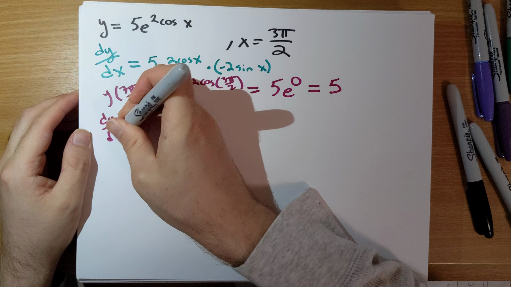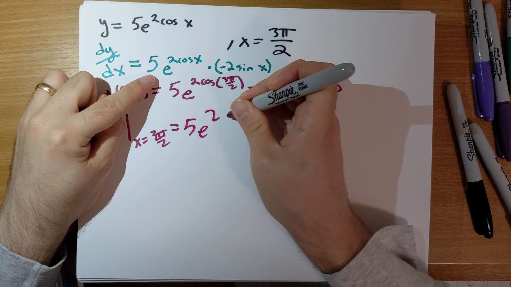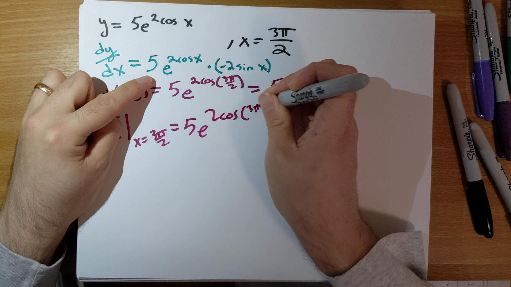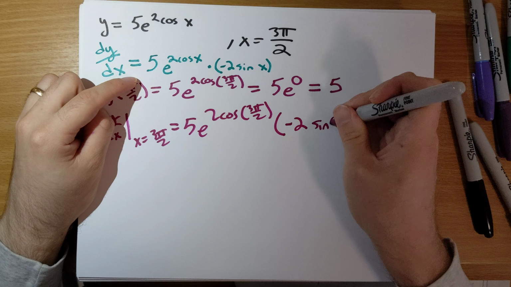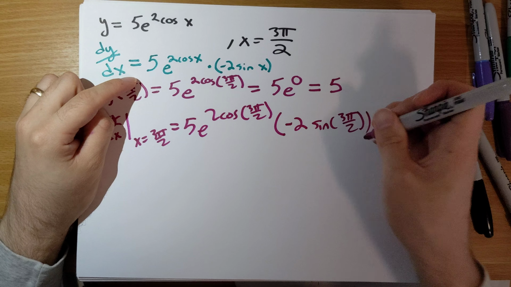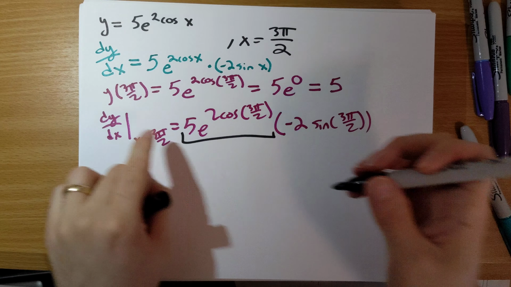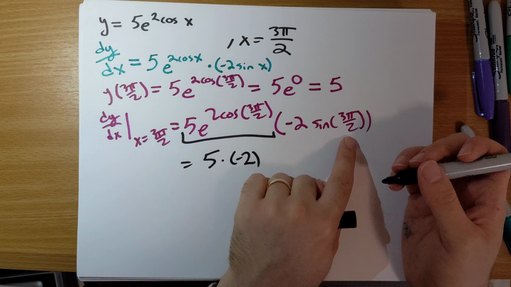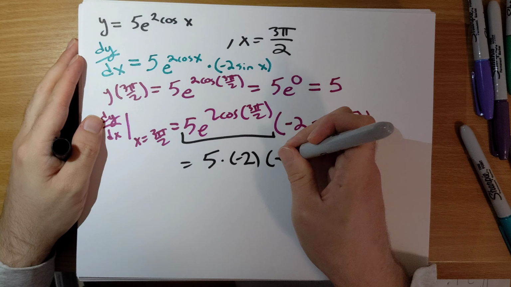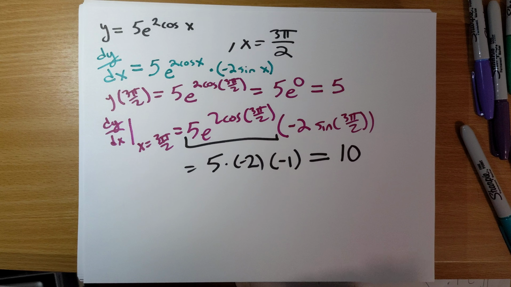Now dy dx, evaluated at x equals 3 pi over 2, is 5e to the 2 times cosine of 3 pi over 2 times negative 2 sine of 3 pi over 2. Now we already established that this expression right here is just 5, times negative 2 over here. Sine of 3 pi over 2 is negative 1. 5 times negative 2 times negative 1 is 10.